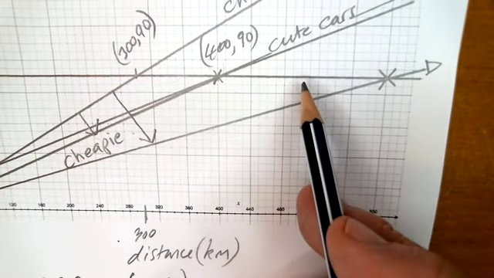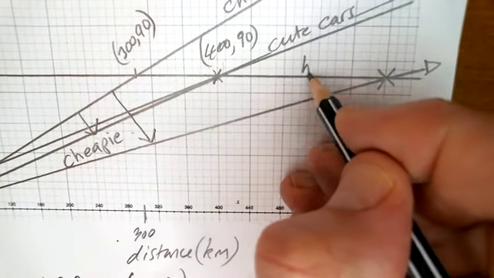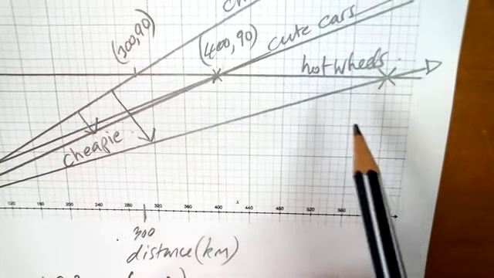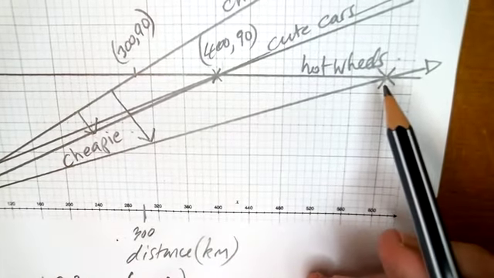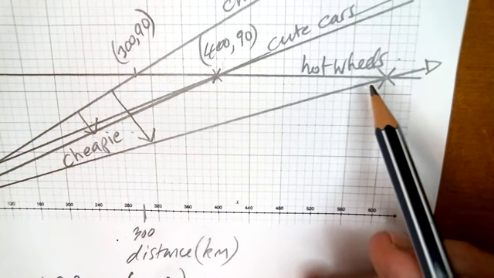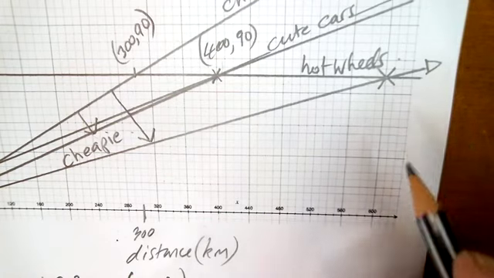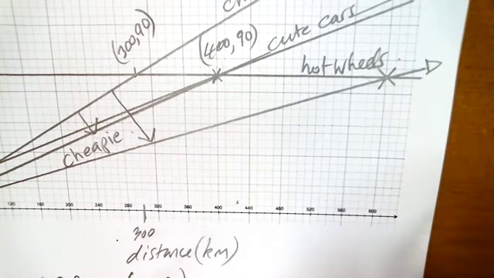And which one was that? That was called Hot Wheels. So you're not going to choose Hot Wheels either, because you're always going to choose this one if you know you are going to end up at maybe 600 kilometers or something. So this one here, though, this is going to be 90 over 600.